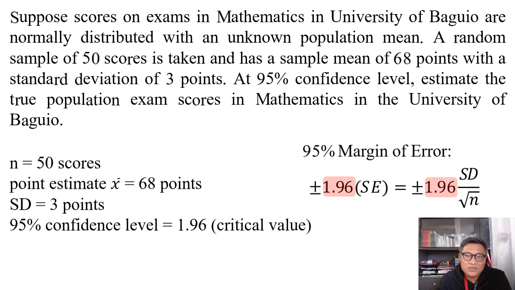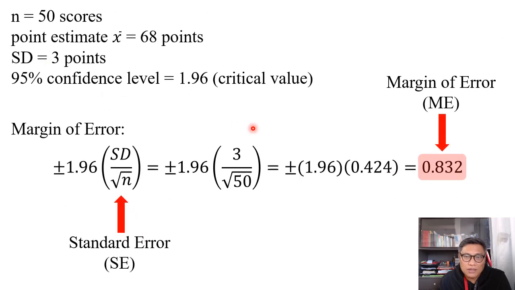We are going to substitute the needed information here. Again, your standard error is your standard deviation divided by the square root of n. Your 1.96 is the critical value, based on a 95% confidence level. The standard deviation is 3. The n, the number of cases, is 50. So if you take the square root of 50 and divide 3 by it, we have 0.424.